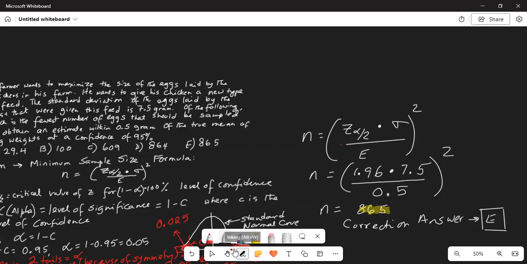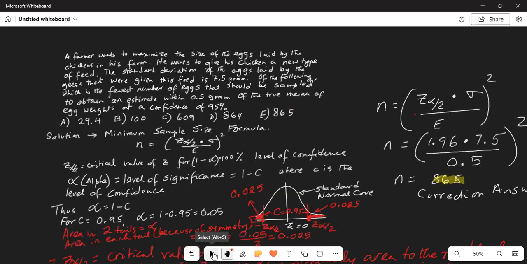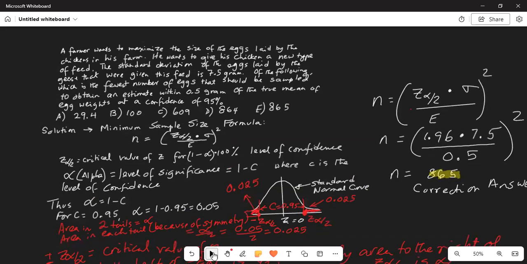So let me explain to you. Let me give you the tip I wanted to give you. The formula to use is this. Minimum sample size is, in parentheses, critical value of z alpha by 2 times sigma divided by E, margin of error, the whole thing squared. Z is the critical value for 1 minus alpha times 100% level of confidence. Alpha is the level of significance, equal to 1 minus C. For C equal to 0.95, alpha is 1 minus 0.95, which is 0.05.